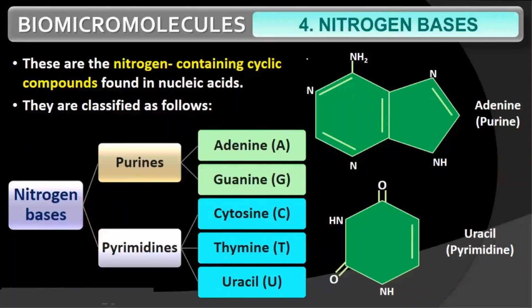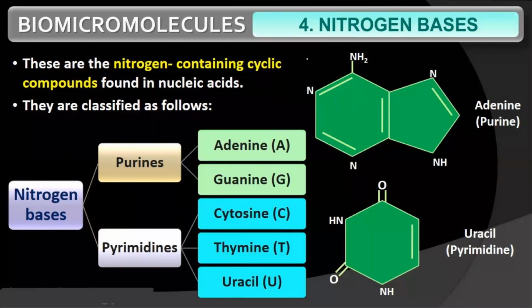The fourth type of biomicromolecule is nitrogen bases. These are the nitrogen-containing cyclic compounds found in nucleic acids, that is DNA and RNA. They are classified as follows: purines and pyrimidines. Purines are adenine, guanine with two cyclic rings, whereas pyrimidines are with a single cyclic ring. Examples are cytosine, thymine and uracil. These all are present in nucleic acid, that is DNA or RNA.